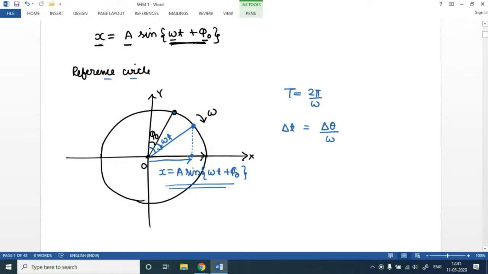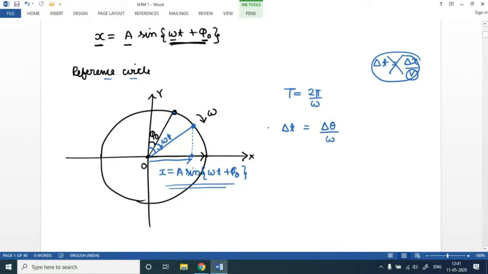Okay, so if you wish to find out how much time it will take for this particle to move from this position to that position, since the motion is non-uniform, you will not be able to write delta t is equal to delta x upon v. This would be completely wrong because v is not constant, the motion is non-uniform. Rather, one simple way of dealing with this situation is that the motion of the particle on the reference circle is uniform.